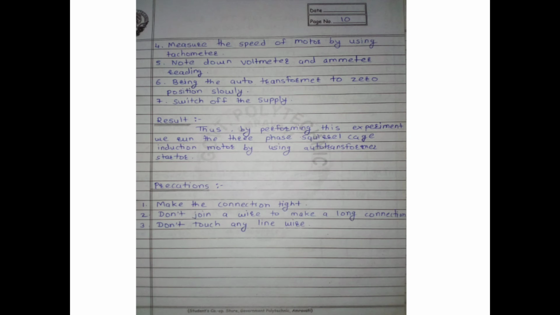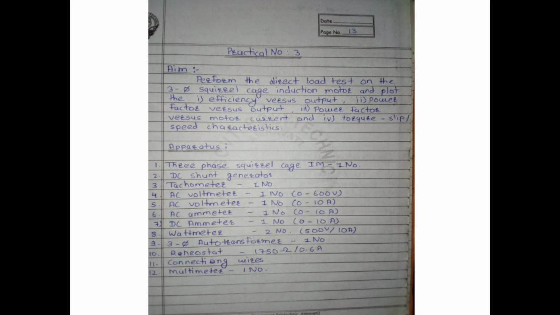This is the second, and this is practical number 3. We saw the result and the aim of practical number 3 in the last lecture. The aim is to perform the direct load test on the three-phase squirrel cage induction motor and plot the efficiency versus output. Second is power factor versus output. Third is power factor versus motor current, and fourth is torque slip speed characteristics.